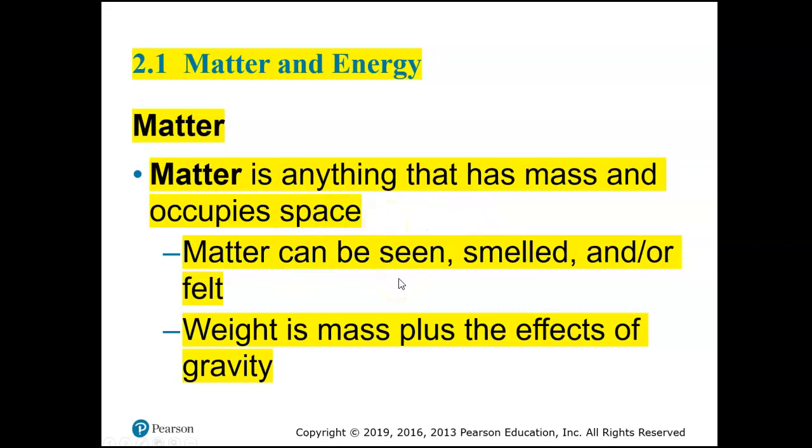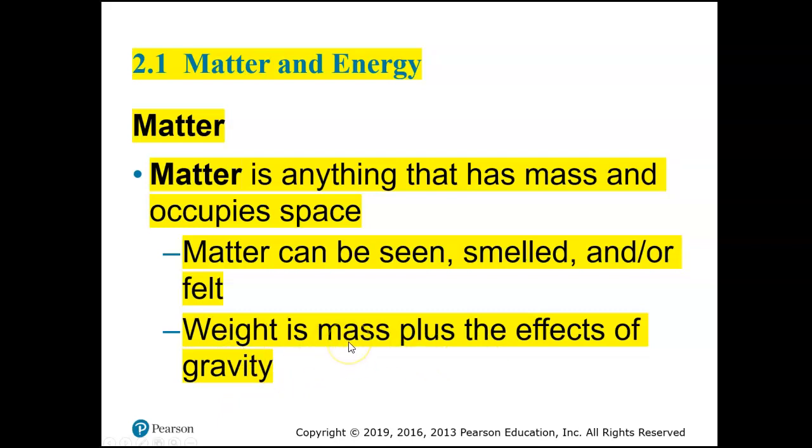Matter can be seen, smelled, felt, or measured in some way. So even if it's a gas that can't be smelled and can't be seen, if it's a colorless, odorless gas, we can weigh it. You have to have it in a container to weigh it, but you can weigh it. Weight is defined as mass plus the effects of gravity.